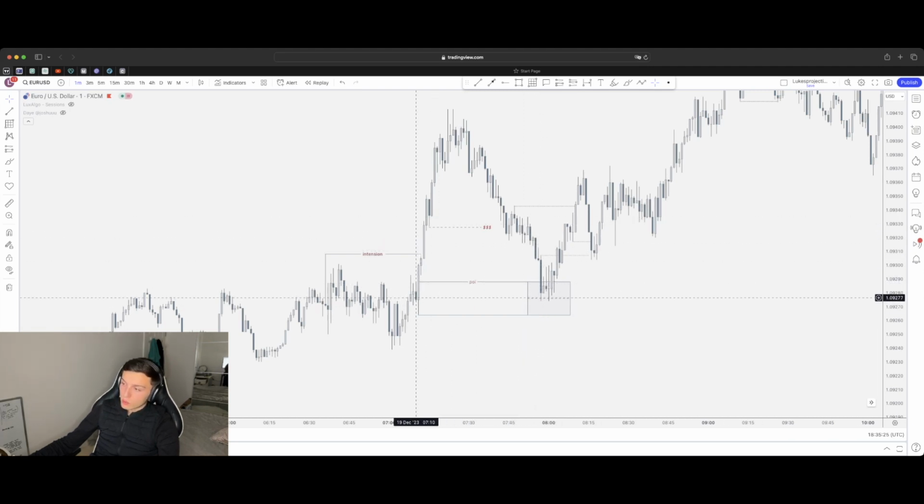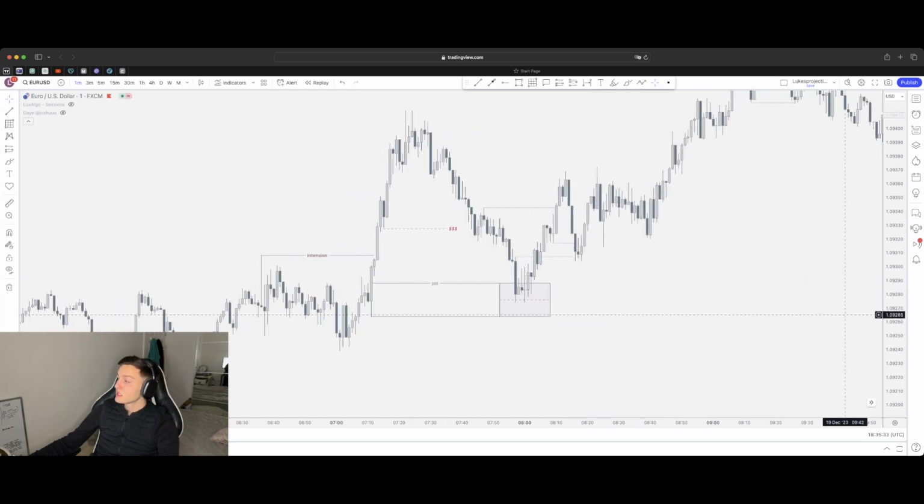So this is our little order block. We've got that whole area marked out. That is our point of interest. So now to confirm that entry, what do we need? We need to see the shift.